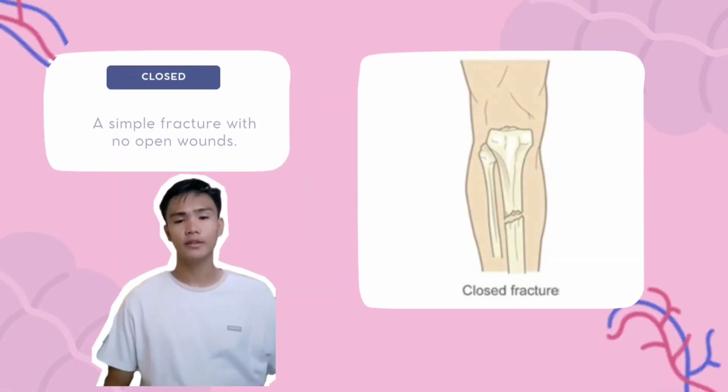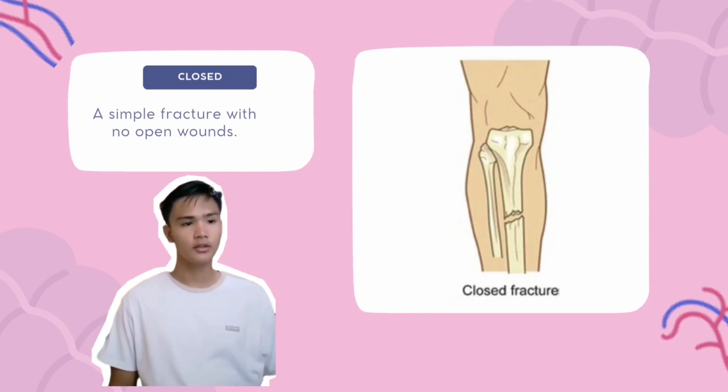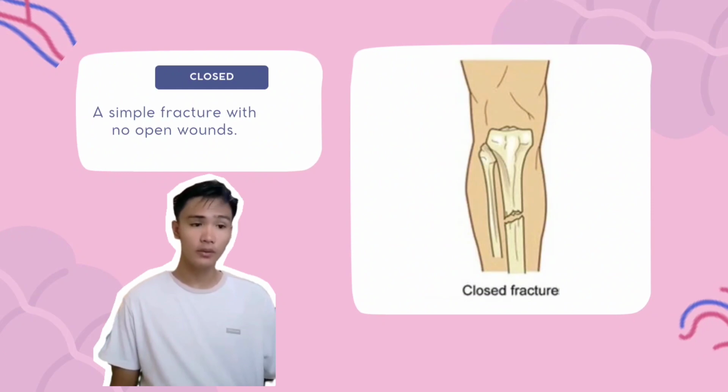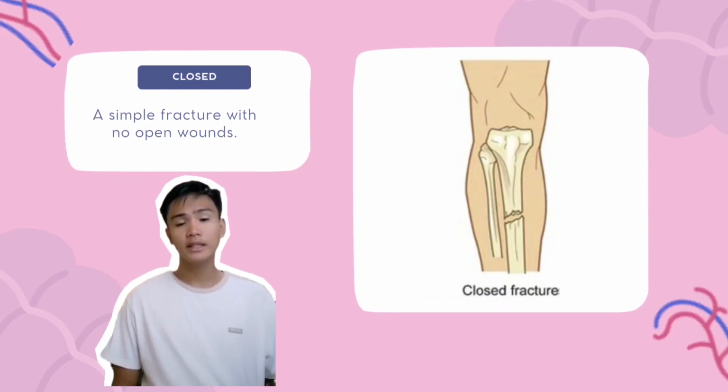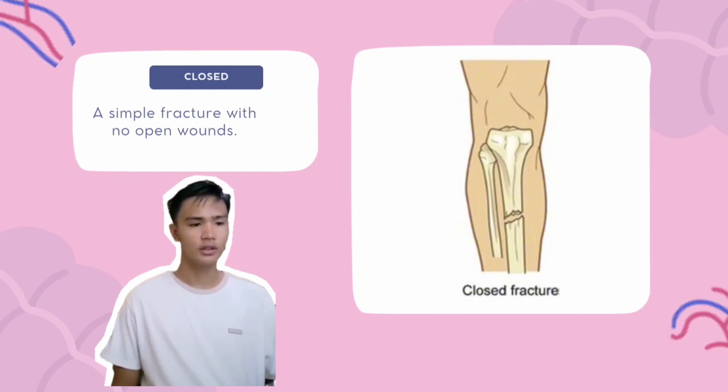Hello everyone, my name is Lordy Ramirez and today I am going to discuss the closed fracture. A closed fracture, also called a simple fracture, is one in which a bone is broken but the skin remains intact. Most fractures are considered closed fractures.